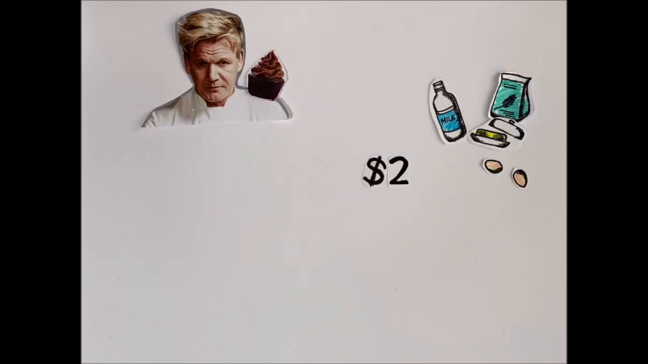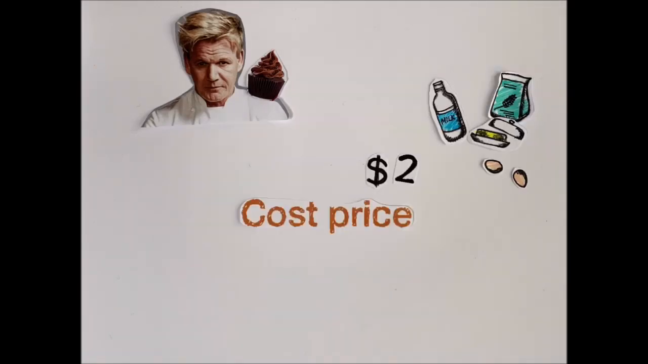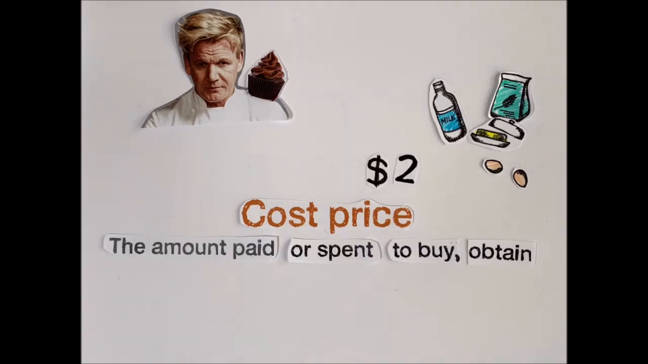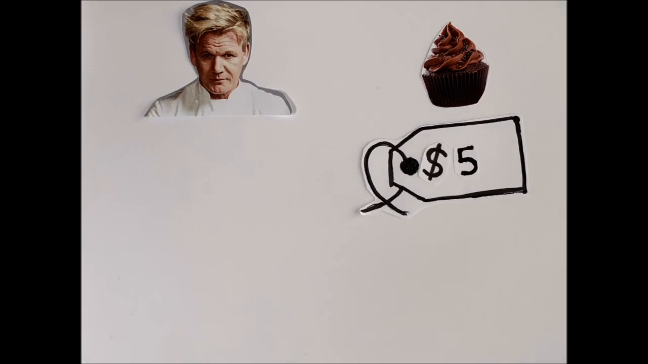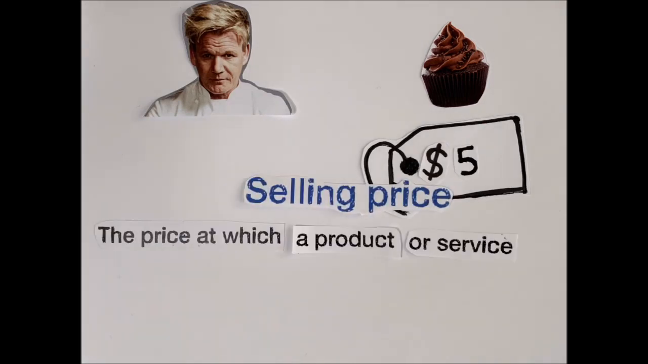It cost him $2 to buy all his ingredients to make one cupcake. This is called the cost price, which is the amount paid or spent to buy, obtain, or produce something. He sells his cupcakes for $5. This is called the selling price, the price at which a product or service is sold to the buyer.